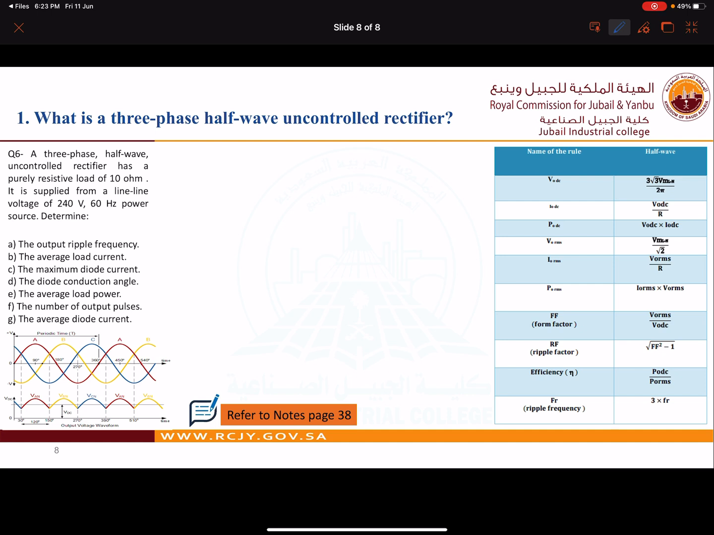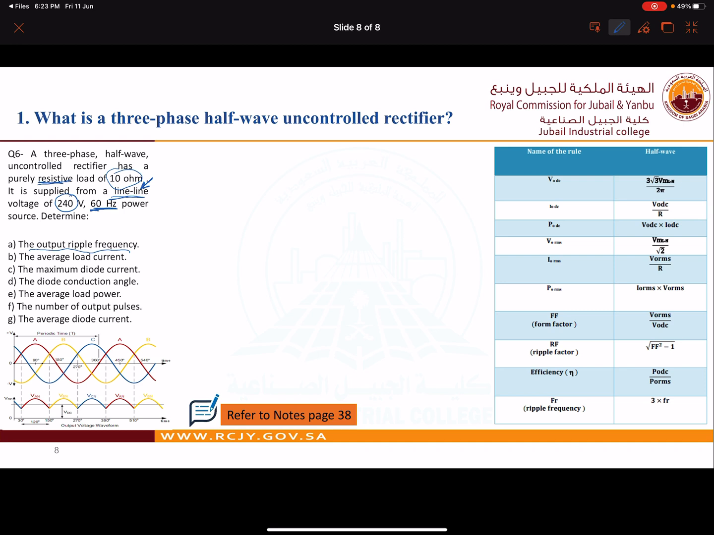Okay, now three-phase half-wave rectifier, uncontrolled rectifier, has a purely resistive load which is 10 ohm. It is supplied from line to neutral, line to neutral. But in this question, he gave us line to line. So its line to line is 240, and it is at 60 hertz. Now determine the output ripple frequency.